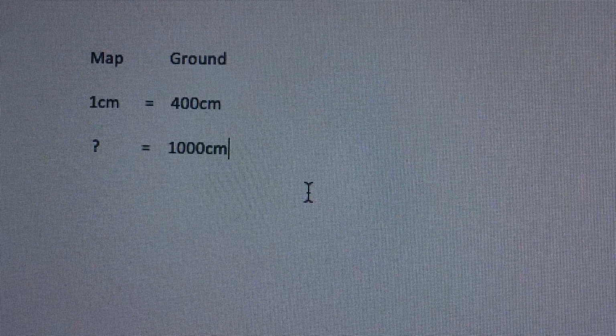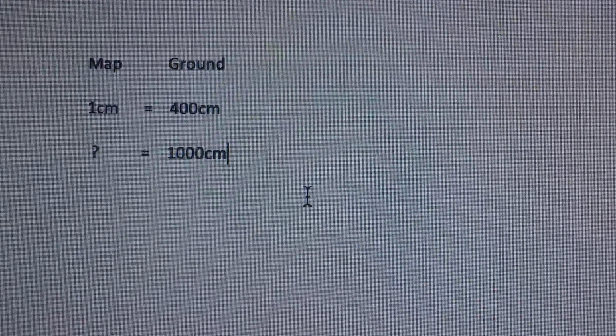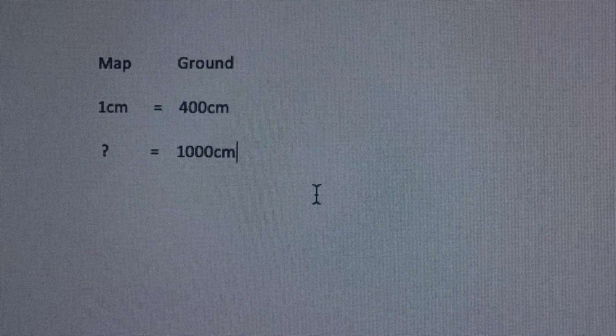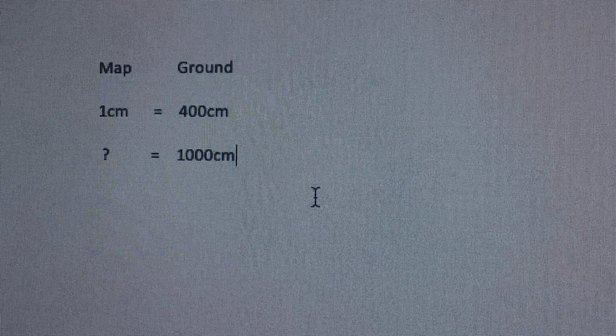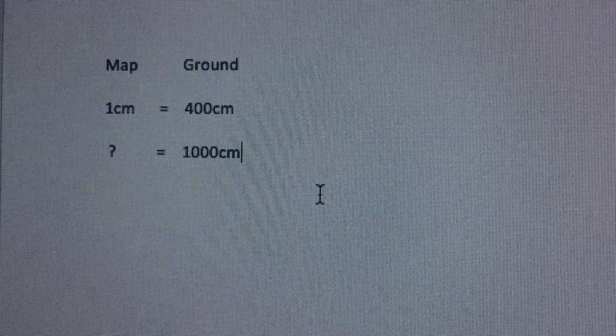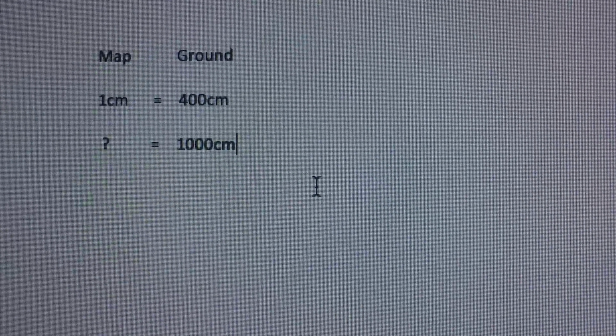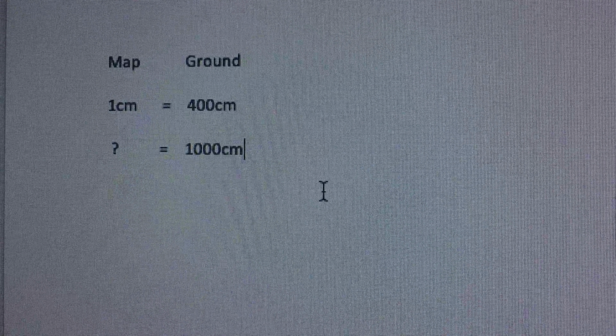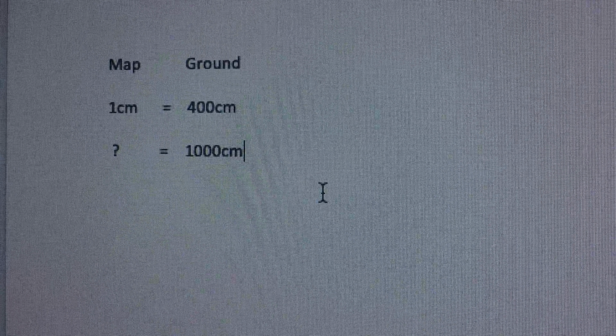From my map, the scale that we worked out was that on the map 1 centimetre is the same as 400 centimetres or 4 metres. We want our grid lines to be exactly 10 metres apart. So if they're 10 metres, which is 1,000 centimetres, what are they going to be on the map? What do we have to multiply 400 by to get to 1,000?